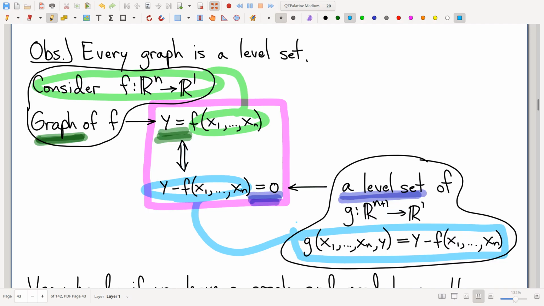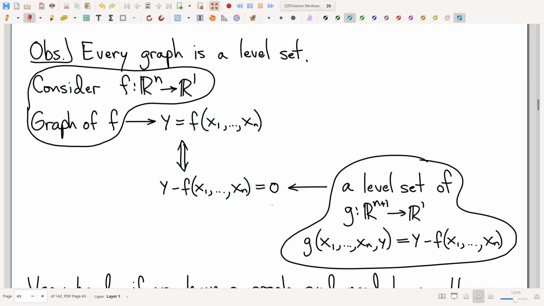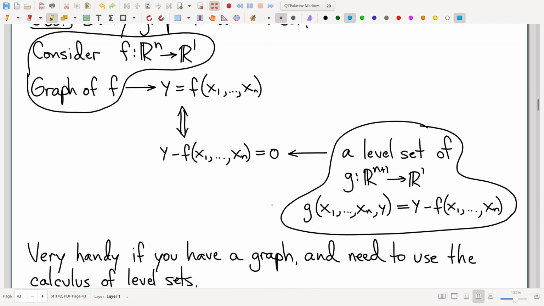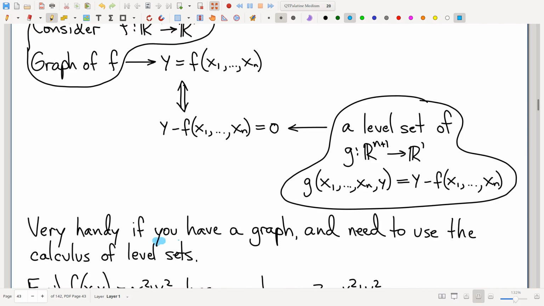So if I want to, for whatever reason, now same surface, that same, what I have described in purple there, morally just one equation. If I want to understand that with the calculus of level sets, don't use f, but use g. So, right, okay, fine. But who cares? What's the point to this? And the point is that sometimes, and this happens surprisingly often, you have a graph, but you want to use the calculus of level sets.